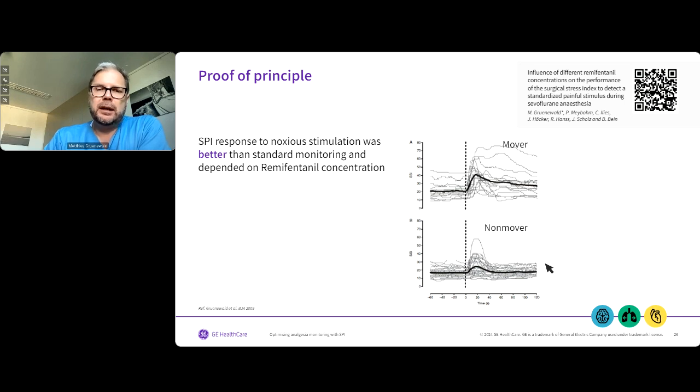We did not see a very predictive effect. So when we look at the SPI before the stimulation, it is quite similar, which makes sense because the stimulation itself changes the balance, and before, the balance in all the patients is probably the same.